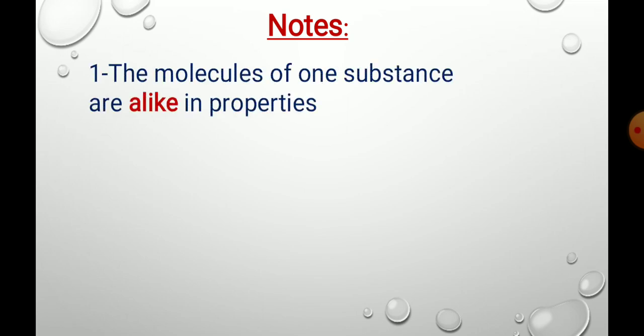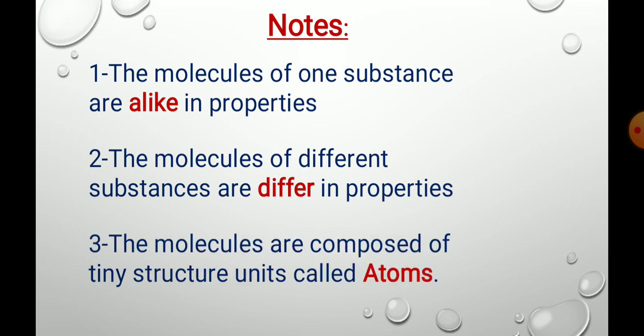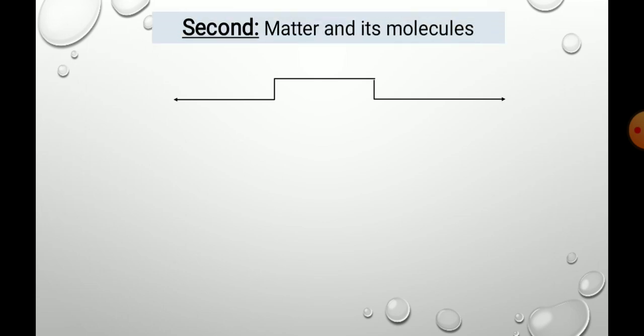Notes: number one, the molecules of one substance are alike in properties. Number two, the molecules of different substances are different in properties. Number three, the molecules are composed of tiny structural units called atoms. And now we are going to talk about the kinds of molecules.